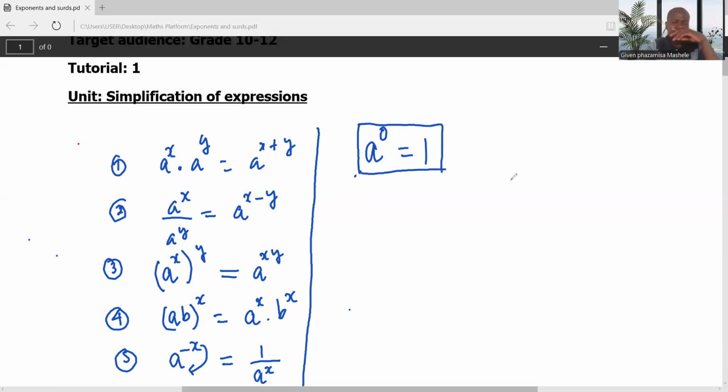Any number raised to the power of 0 always equals 1. So you need to know these laws when we are solving questions. Very important. We'll be using these laws, even if you do not know them in that order, but as long as you know all these laws, you're good to go.